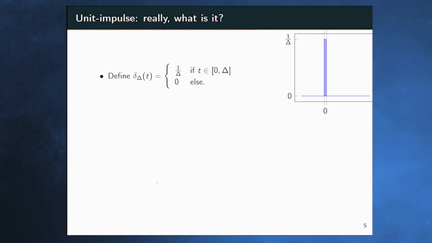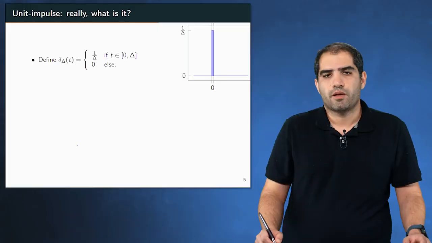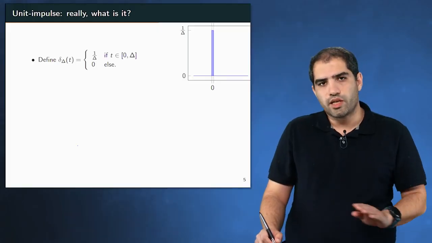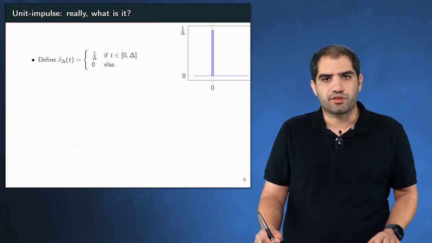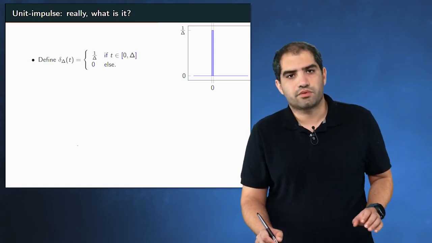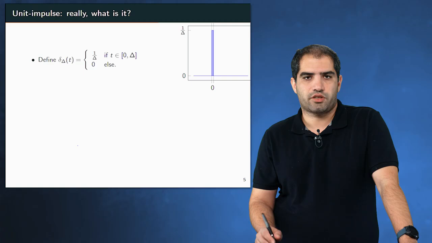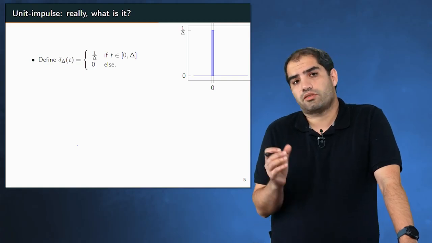So how to make sense of such a signal is through looking at the limit of very short impulses. So let's define delta sub capital Delta of t, where capital Delta is a parameter.